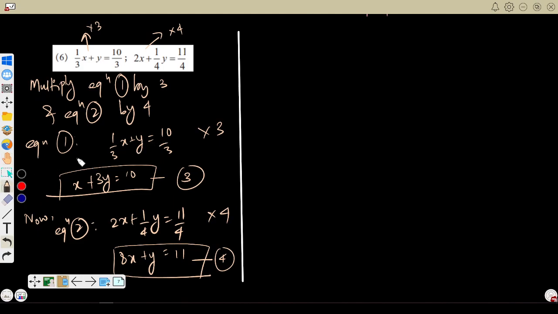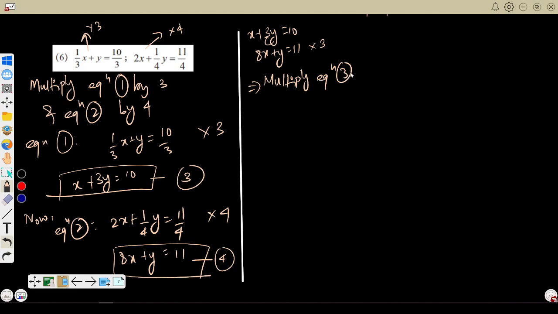So again I'll copy the equation on this side. X plus 3y is equal to 10 and the second is 8x plus y is equal to 11. Now before solving this, if you look at this, the coefficient of y in the first equation is 3 and coefficient of y in the second equation is 1. So to use elimination method, what we need is the coefficients of the variable should be same. So what we can do is, if I multiply this equation with 3, the coefficients of y will be same.